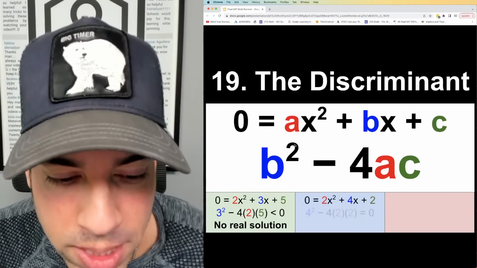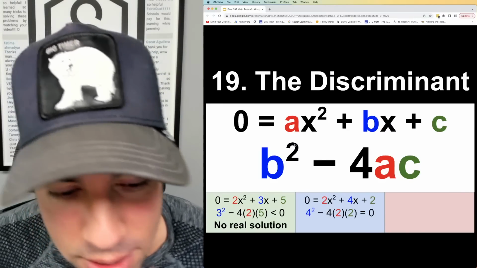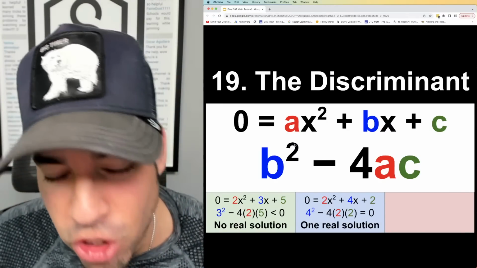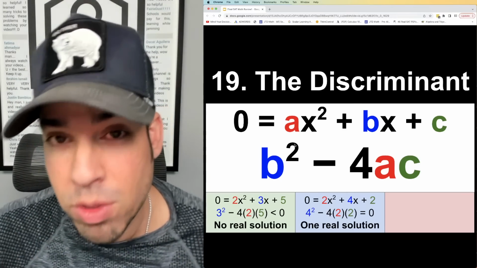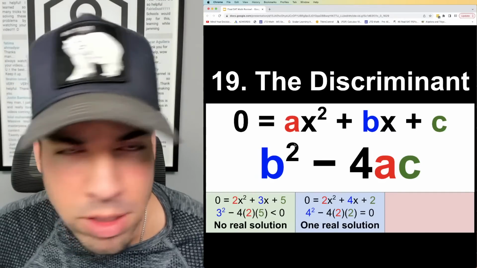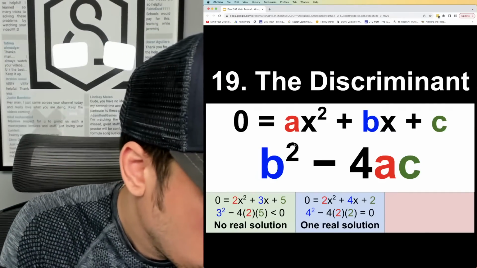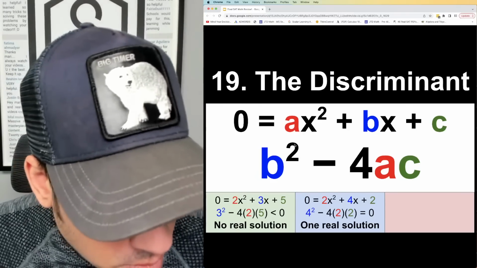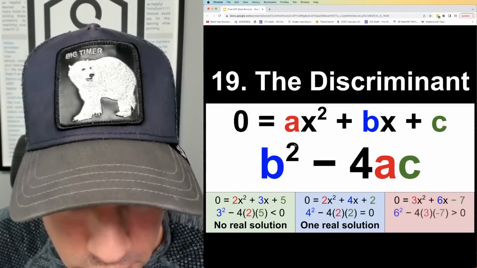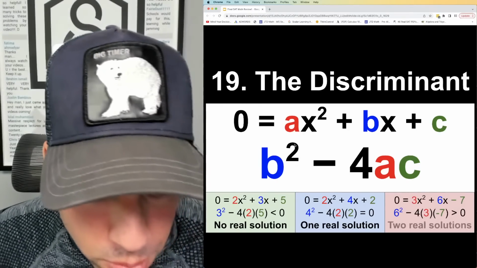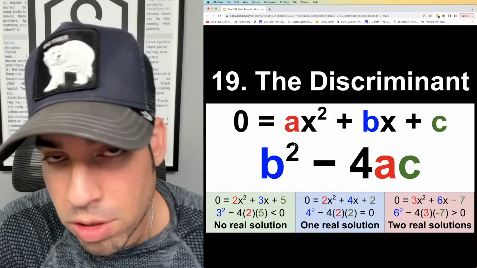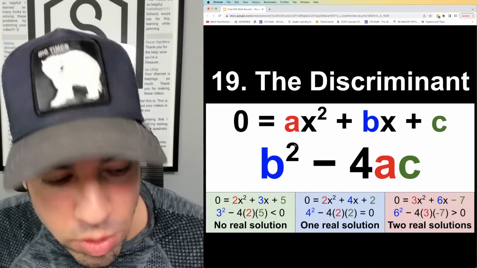Or we could have the discriminant equaling exactly 0. In this case, we have one real solution. That makes sense too, because if you get rid of the radical, no more plus or minus. So it's just one solution. Okay, and the last case is, of course, it's greater than 0. And this would be two real solutions, okay? Two real unique solutions.